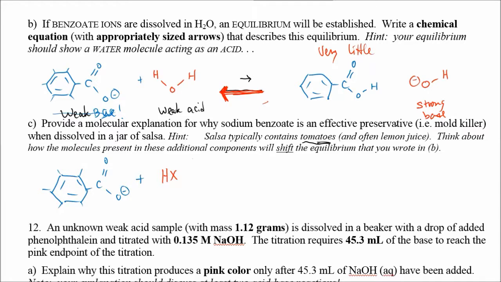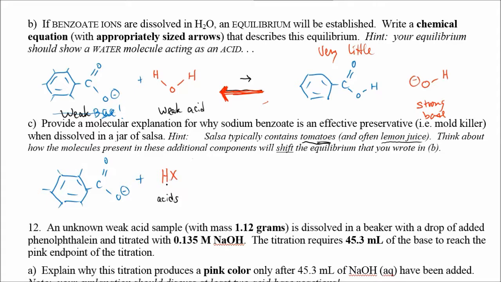Tomatoes have weak acids in them. That's why they taste tart, sour, tangy. Lemon juice has citric acid as well as other acids in it. This is what makes it sour. So these are acids that are in the food, represented as HX. It doesn't matter what they are.